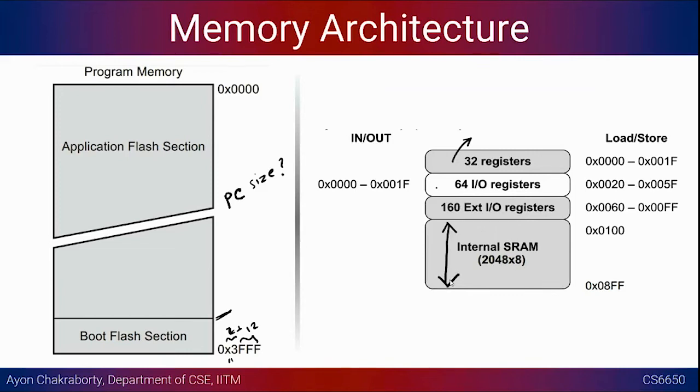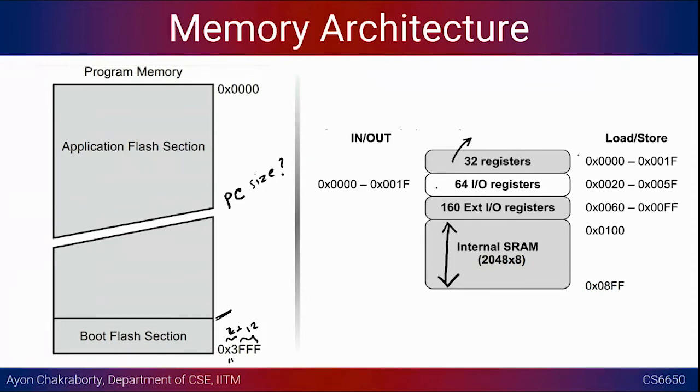So this is specific to the microcontroller that we are studying here, this Arduino's microcontroller, the Atmega328P. And even if you follow the address, it starts from 000 to 1F, which is nothing but 16 plus 15 is 31.